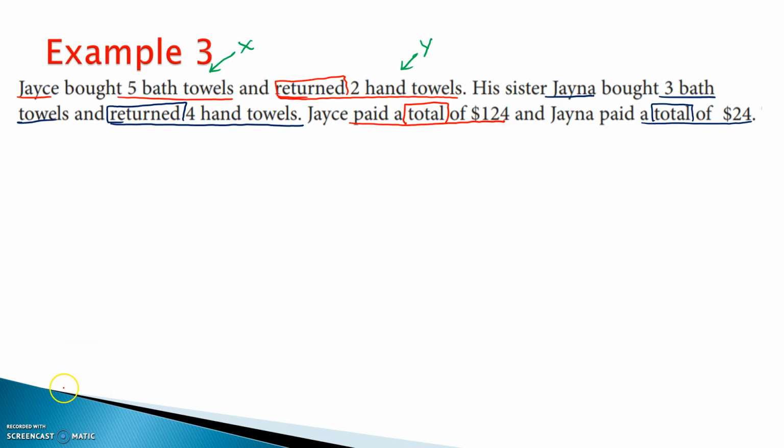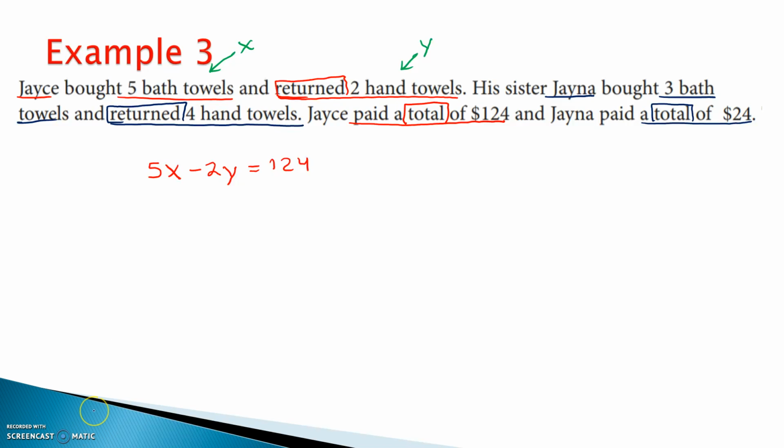So let's go back in. Jace bought 5 bath towels. How do I represent that? Well, I'm just going to say 5x, and returned 2 hand towels. The keyword here being returned, I'm not going to add it, because I'm returning it, this has to get deducted, it has to get taken away. So I'm returning 2 hand towels, so I'm going to say minus 2y. And I know that they paid a total of 124. So that is going to be my very first equation for this first situation.